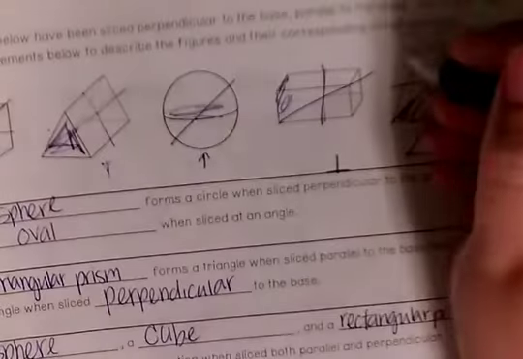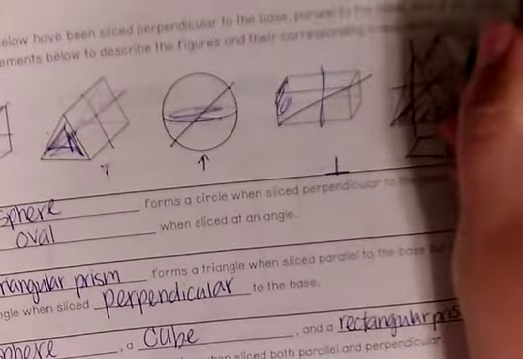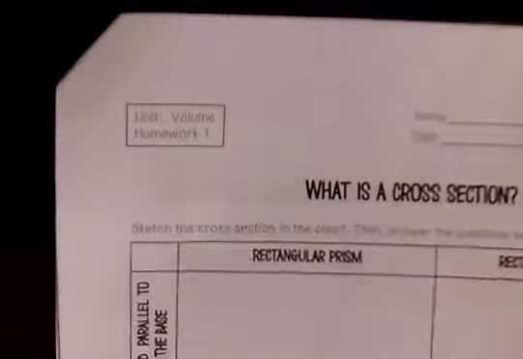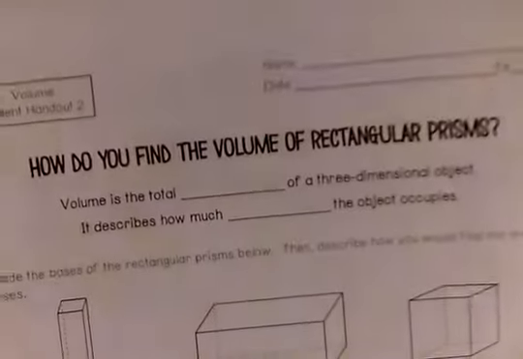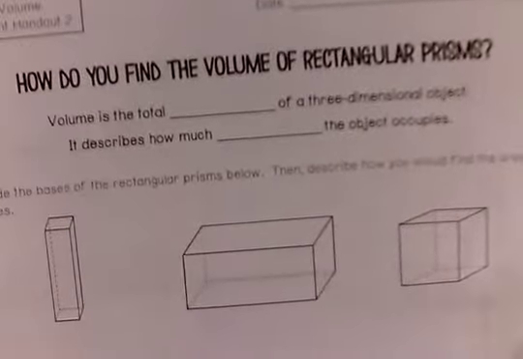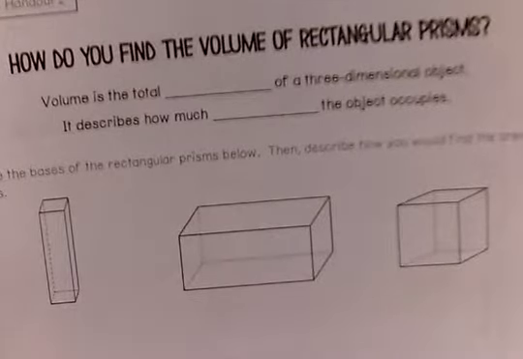So if I slice this straight up and down, it would be a triangle. Now, use that information to go ahead and do the homework 1 page. But we are going to move on in the notes to the next page. So how do you find the volume of a rectangular prism?